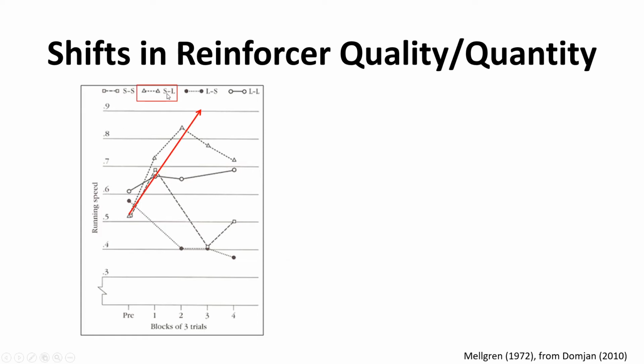But if we look at our small to large group, so our triangles, these go from, at the beginning, pretty slow running speed. And then we see this dramatic climb where by the time they've gone through the first and even into the second block of trials, they're responding much, much faster. So they're running from the beginning to the end of the maze so much faster because now they're getting something that's bigger than they expected. So we're seeing more responding because this was exciting in the positive direction. They're getting more than what they were expecting, and that's really good.